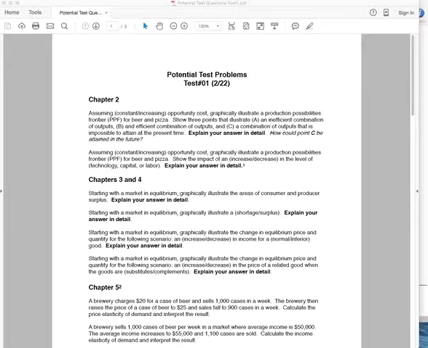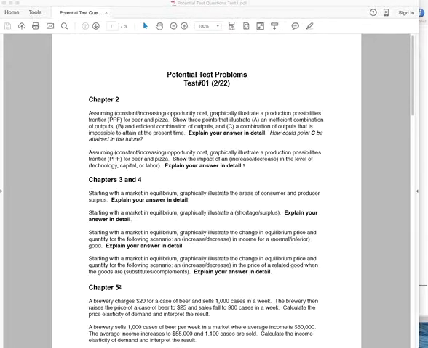And in this particular video, I'm going to be reviewing some of the potential test problems that could appear on test number 1, and that is occurring Monday, February 22nd. So in this video, I'm going to concentrate on the items in Chapter 2, particularly the production possibilities frontier.